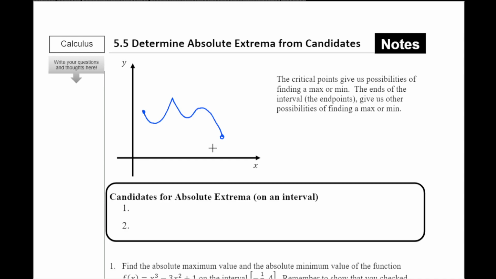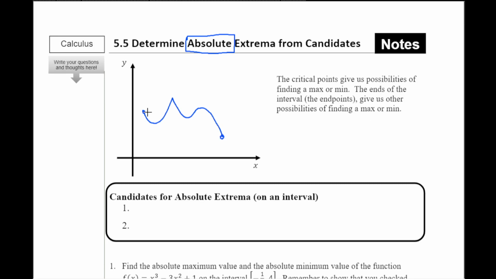Let's say we have this graph. The critical points give us possibilities of finding relative maxes or relative mins. The ends of the interval give us other possibilities of finding a max or min. For this lesson, we're focusing on absolute maxes and absolute mins. In the previous lesson, we did relative mins and relative maxes, and this is very similar. All you do here is also include the endpoints.